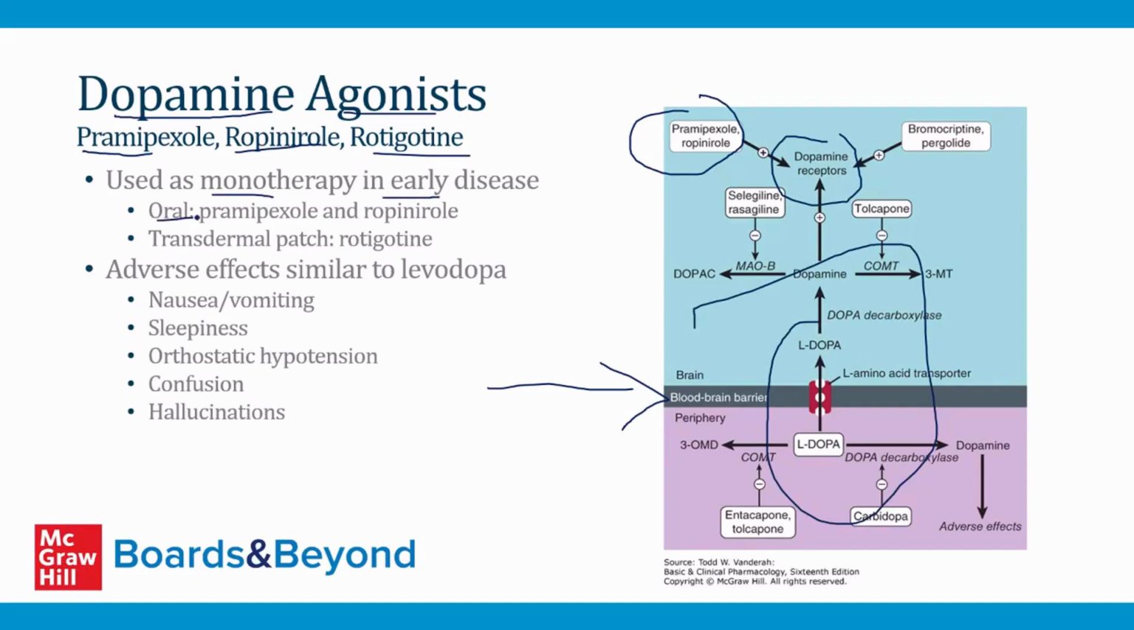Two of these drugs are oral. One of them is given as a transdermal patch. And you can use this as monotherapy, in other words, not as an add-on therapy to carbidopa-levodopa. Most of their adverse effects are similar to levodopa, though, because just like levodopa gets converted to dopamine and activates dopamine receptors in the brain, these drugs activate dopamine receptors in the brain. So you can see things like nausea and vomiting, sleepiness, orthostatic hypotension, confusion, and hallucinations.